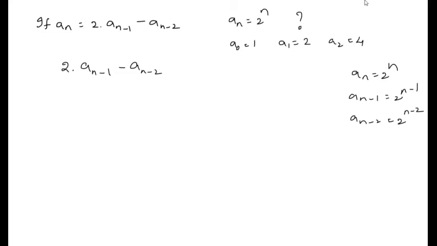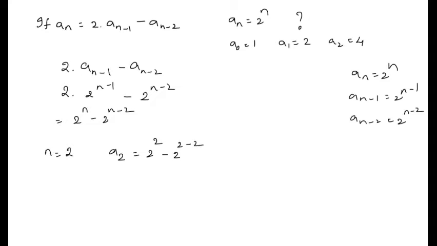The same thing we need to substitute here. So 2 into 2^{n-1} minus 2^{n-2}. This we can write as 2^n - 2^{n-2}. Let us substitute n = 2. So a_2 = 2^2 - 2^{2-2}. 2^2 is 4, minus 2^{2-2}, which is 2^0, and 2^0 is nothing but 1. So 4 - 1 is 3.